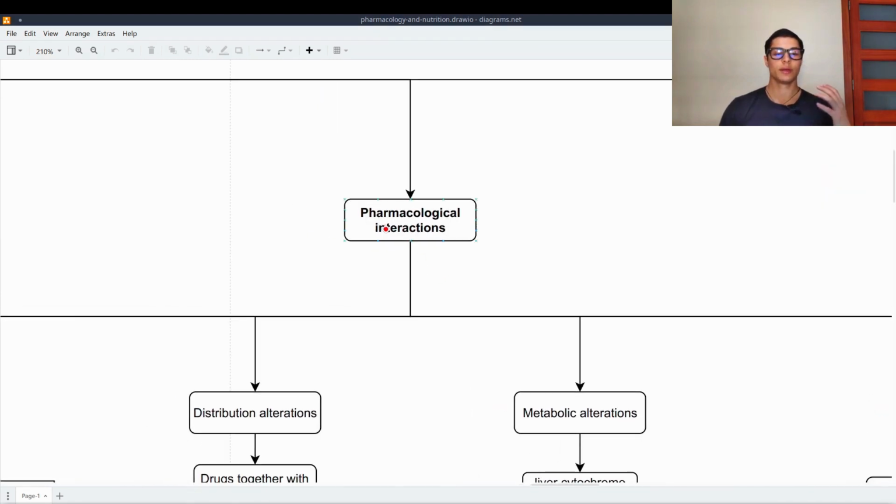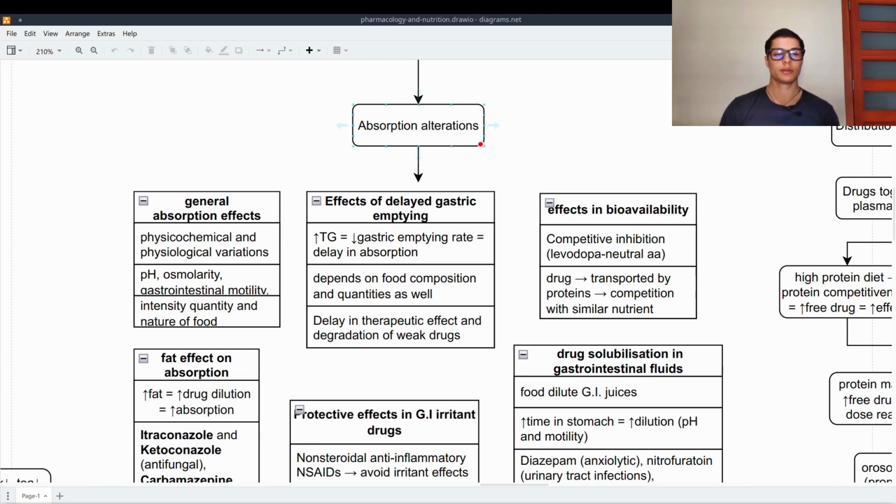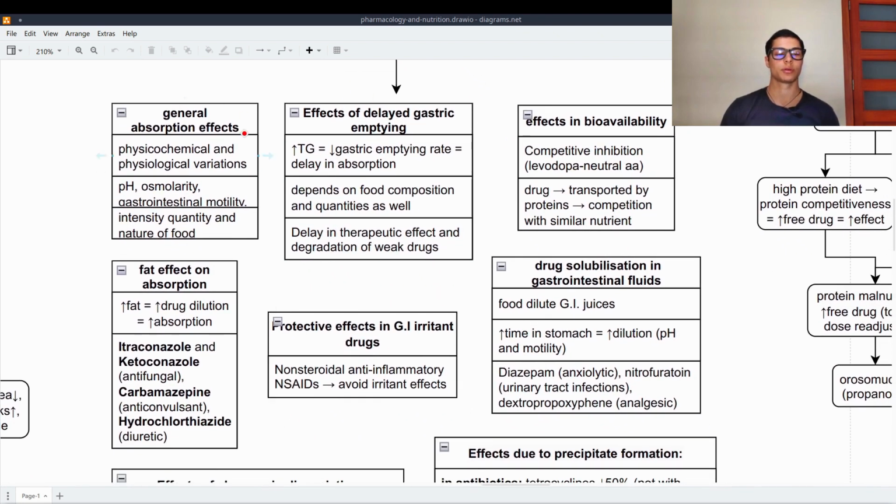So now it's time to take a look at pharmacological interactions. Absorption alterations. We have general absorption effects such as physicochemical and physiological variations, pH, osmolarity, gastrointestinal motility, intensity and quantity and nature of the food. The fat effect on absorption is that higher fat, higher drug dilution and higher absorption.